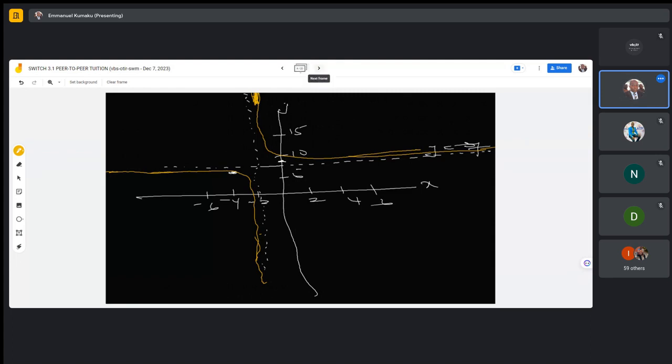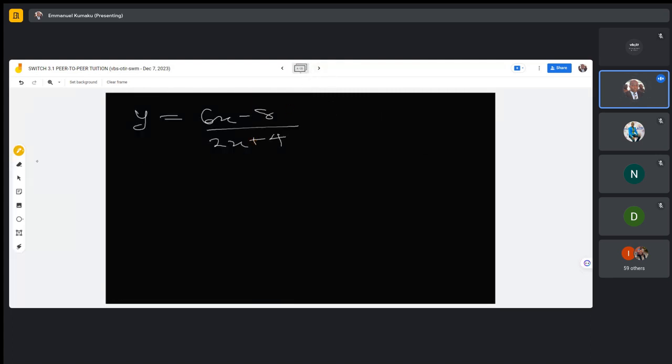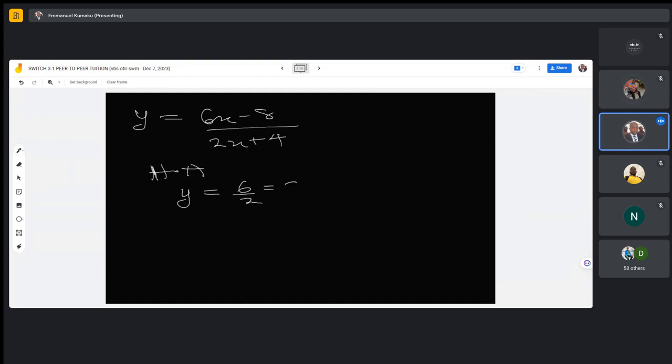Okay, so we go on. The next one. This one. Good. Let's start with the horizontal asymptote. Which case is this one? Equal degree. So this is case 2, equal degree. When it's equal degree, the horizontal asymptote is simply dividing the leading coefficients. So here will be 6 over 2, and that should give us 3. So that's the horizontal asymptote. Then let's go to the vertical asymptote.